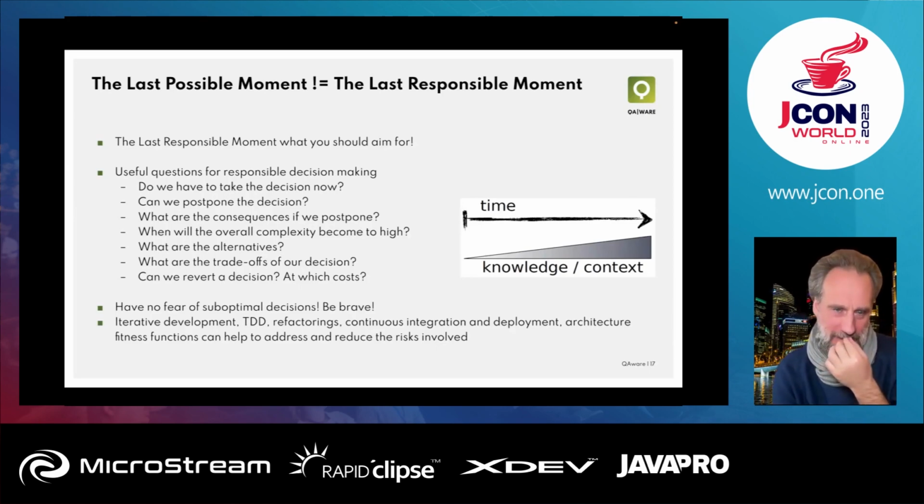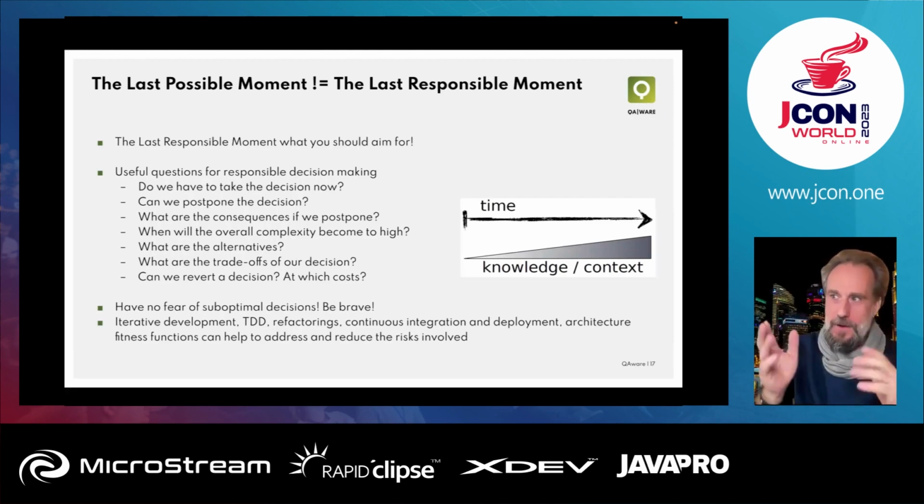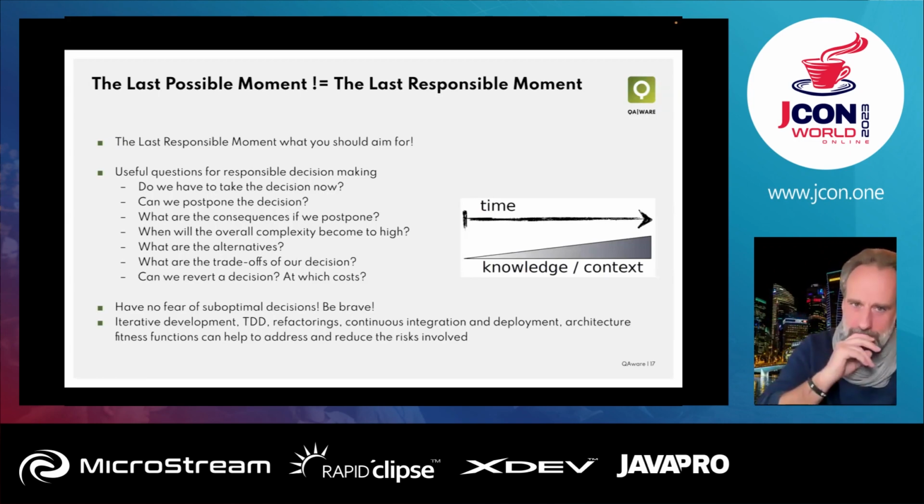And a concept I've learned from a talk from Neal Ford from ThoughtWorks was the term of the last responsible moment. And mind the wording, okay? The last responsible moment is unequal to the last possible moment, okay? And really take decisions at the last responsible moment and not the last possible moment, okay? So this is what you should aim for, responsibility. We want to make decisions responsibly. Now, the basic idea is kind of easy. The longer you wait, the more knowledge and context you have. So the longer you wait and the more context you have, the better you can take the architecture decision.